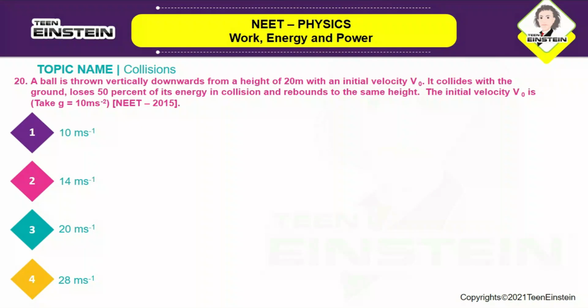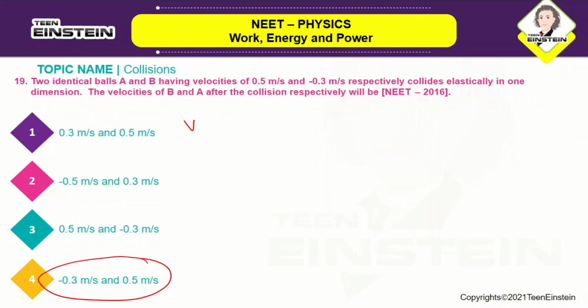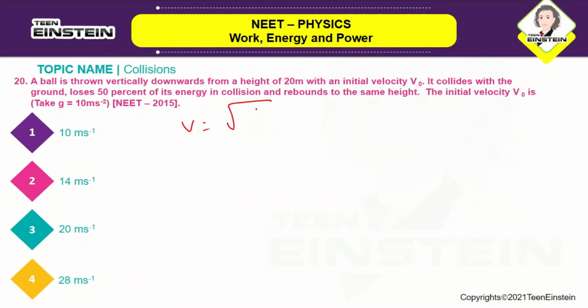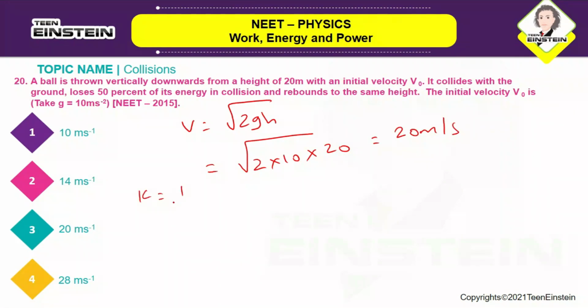Velocity v after rebound can be given as v is equal to root of 2gh, which is equal to root of 2 into 10 into 20, because h is 20. So this will become 20 meter per second. The kinetic energy just after collision is given by K is equal to half mv square, so it will become half into m into 20 the whole square, because they gave the velocity as 20.